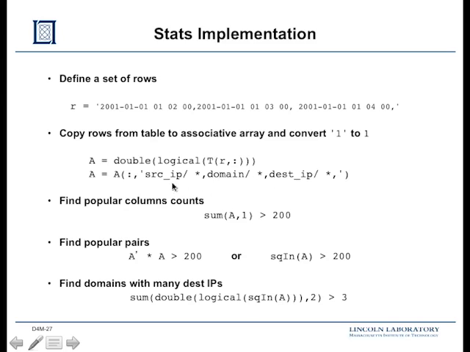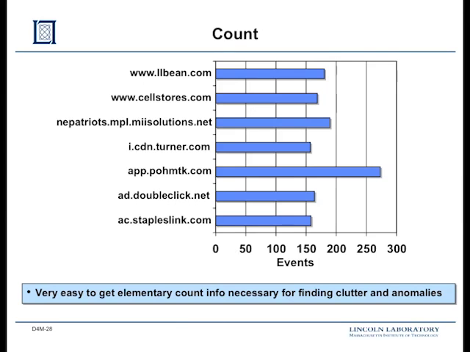You can actually pass regular expressions. You can also do the starts with command. We want to get the source IP. We're just interested in source IP domain. The first thing we do is find some popular columns, so we just type sum, and that shows us popular columns. We want to find popular pairs. There's a covariance matrix calculation there, or square in, and find domains with many destination IPs. An example in this data set: this was the most popular in the data set that we had. These are the most popular things that appeared here.